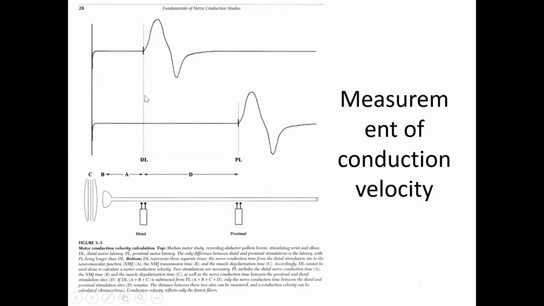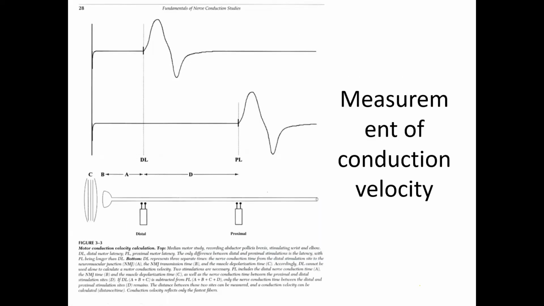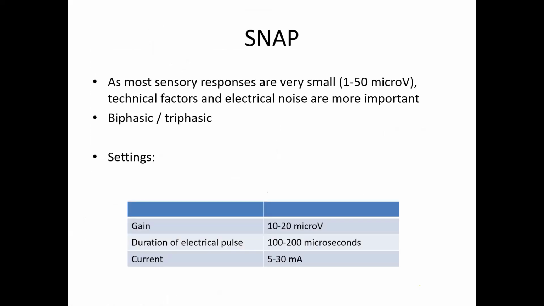So if you subtract the latency of this, and you keep the distance traveled from this latency to this latency, you will get, by that formula, that is distance traveled, D upon latency 1 minus latency 2, that is going to give you conduction velocity. Okay, so conduction velocity reflects only the fastest fibers. So this is the measurement of conduction velocity.